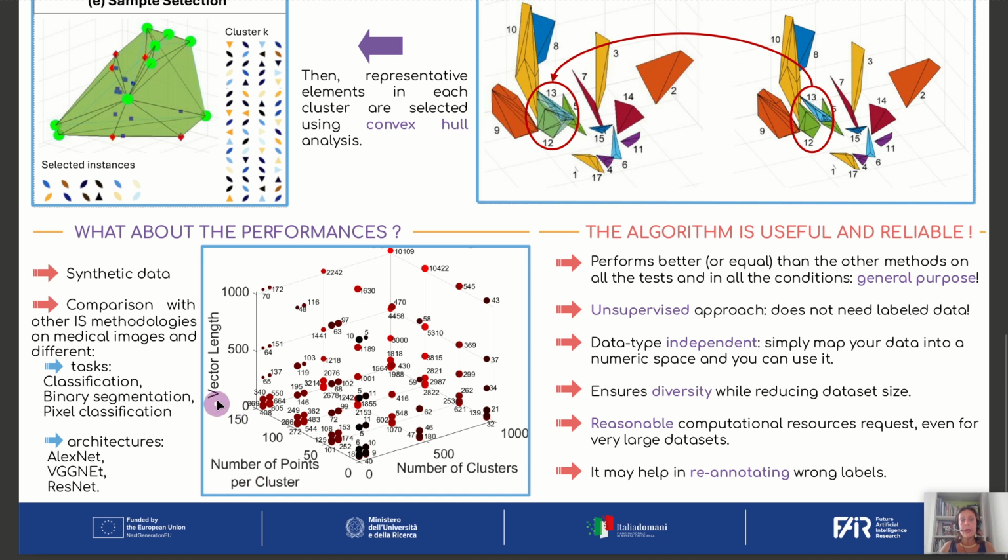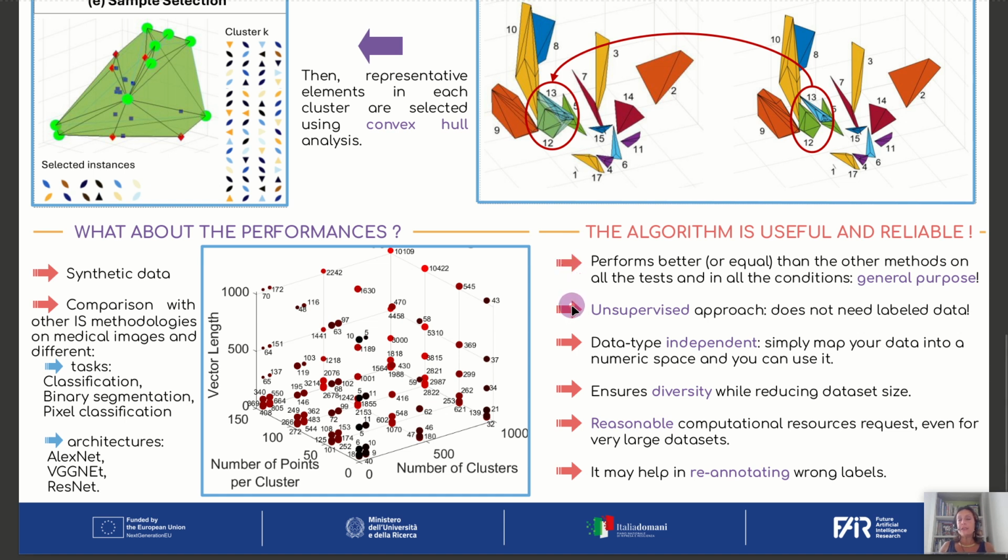We test our algorithm on synthetic data to understand its performance when the number of clusters, the number of points per cluster, and the vector length change. But we tested it also against other state-of-the-art instance selection methodologies, using medical images as input and on different tasks and on different architectures. And the algorithm proved to be both useful and reliable, since it performs better or equal than the other methods on all the tests and in all the conditions. So we may say that it is a general purpose algorithm.